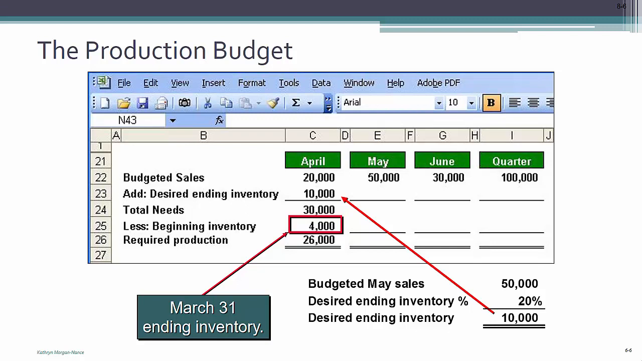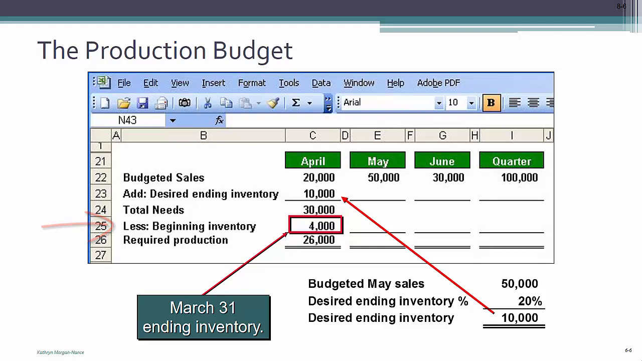Next, we consider the impact of our 20% inventory stockout policy on production needs. And we also take into consideration beginning inventory. After all, if we have inventory in the warehouse at the beginning of the period, then we don't have to make it, right? Notice the desired ending inventory in units for April, 10,000 units based on 20% of May sales of 50,000 units, and the beginning inventory in units for April, 4,000 units.